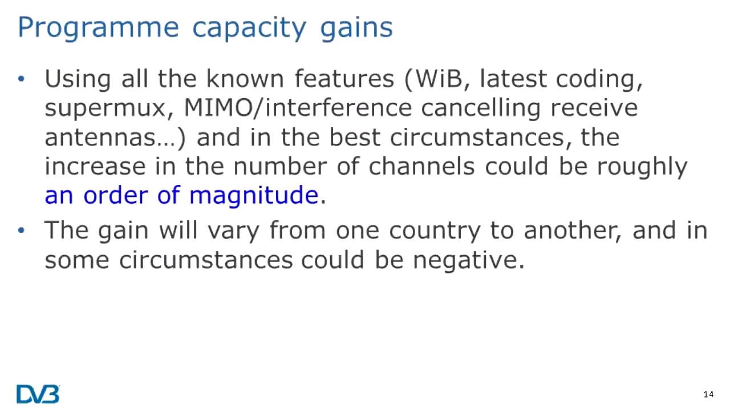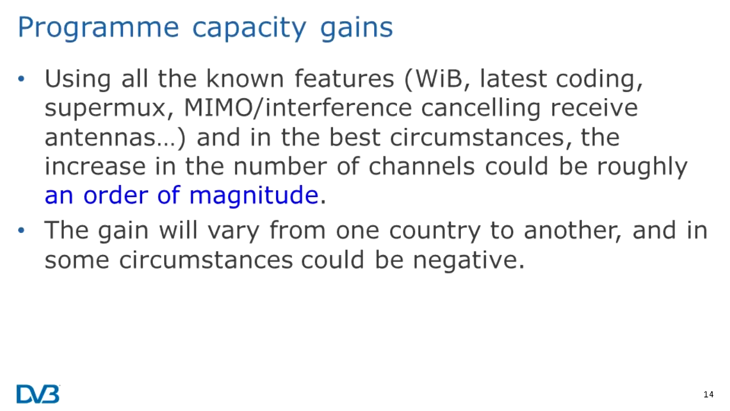However, nonetheless, whatever the figures, it's quite substantial. It's not just saying, well, you could get twice as many channels. It's some number bigger than that. But the interesting thing is we find that the gain actually varies from one country to another, and actually, even in some circumstances, could be negative. So, for example, we looked at the case of Italy. If you think of the geography of Italy, you've got surrounded by water on three sides, and you've got the Alps at the top.